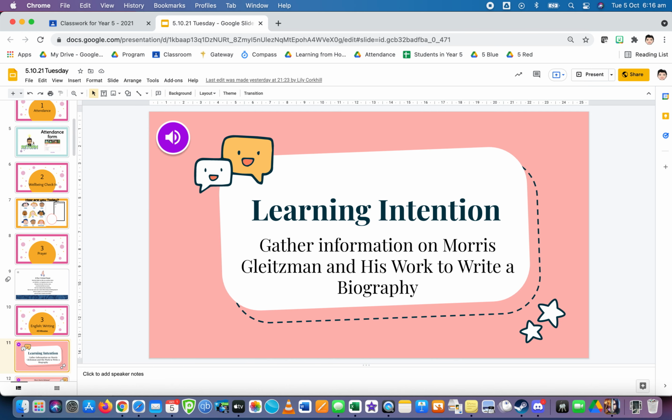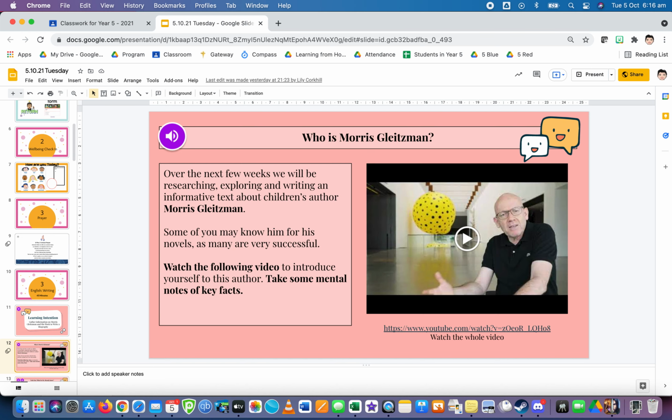English writing. We're looking at Morris Gleitzman. We do an author study in term 4, and our author is Morris Gleitzman. I wonder if you've read any of his books. This is Morris Gleitzman over here. I actually just saw on the news probably a month ago that he's retiring. Just popped into my head. Watch the whole video.